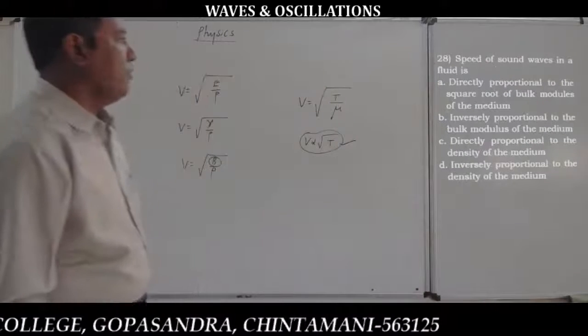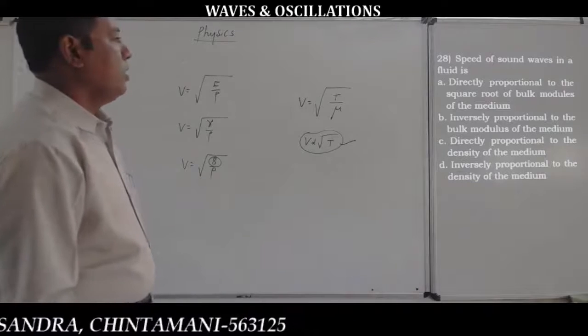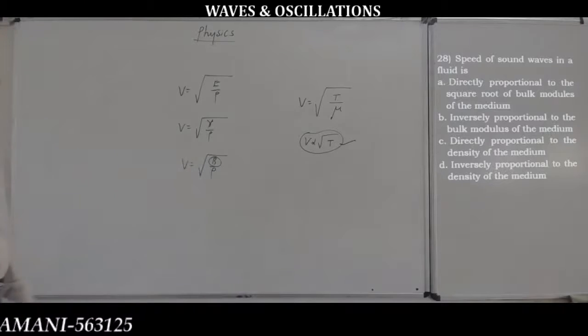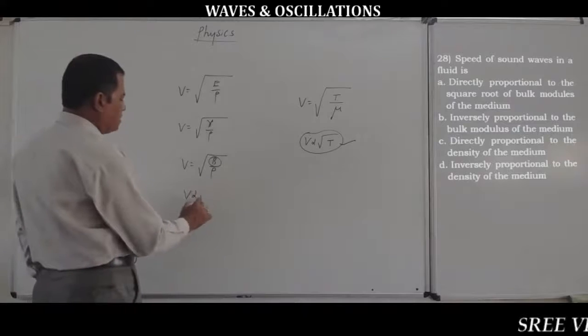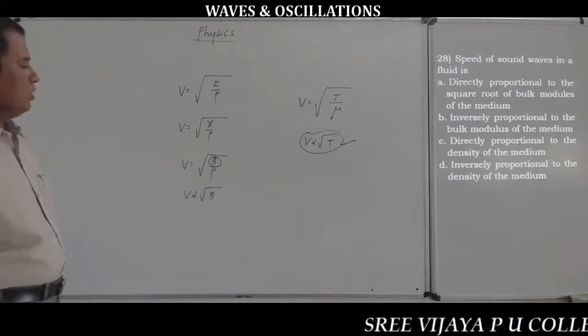The speed of sound waves in a fluid is directly proportional to the square root of the bulk modulus of the medium. You just observe the relation given now. V is equal to the square root of B by rho. V is directly proportional to the square root of bulk modulus, and it is inversely proportional to the square root of the density.